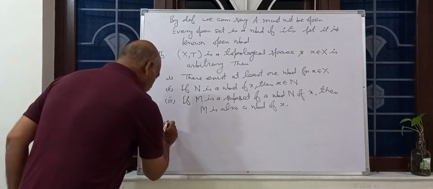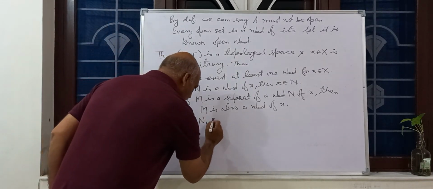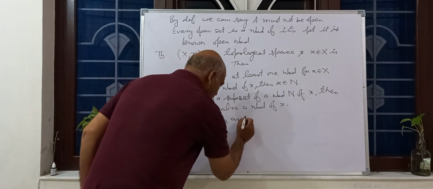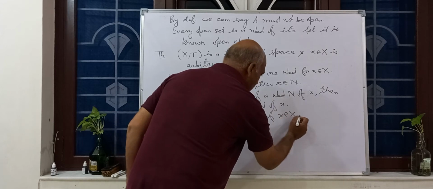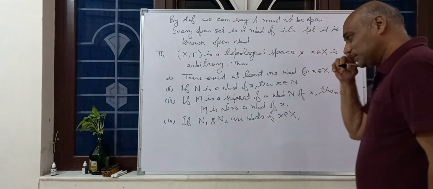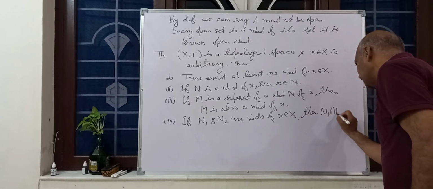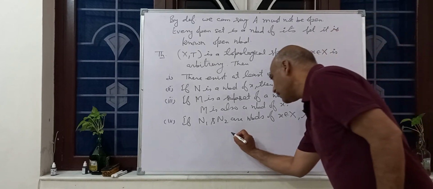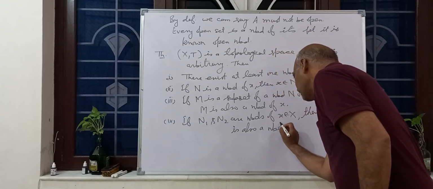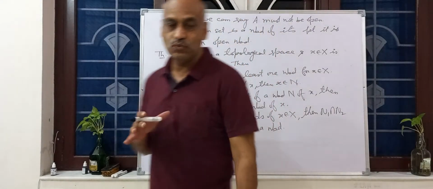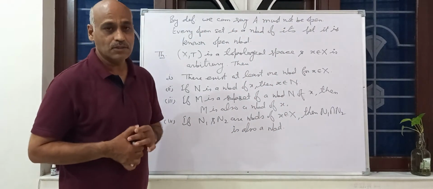And last, the fourth one is: if N1 and N2 are neighborhoods of x belongs to X, then N1 intersection N2 is also a neighborhood. That means the intersection of two neighborhoods is also a neighborhood.